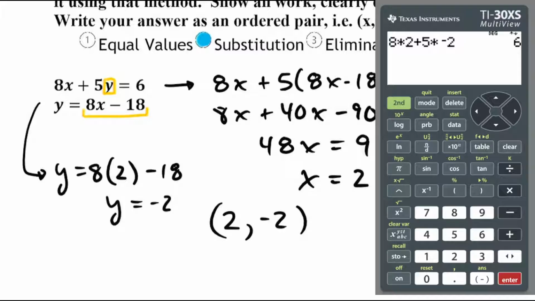And in the bottom equation, it says 8 times x minus 18 should be whatever y is. So I'm going to go 8 times 2 minus 18. And I can see it definitely gives me that. So definitely (2, -2) is the solution.